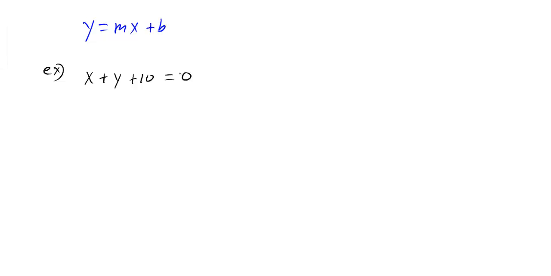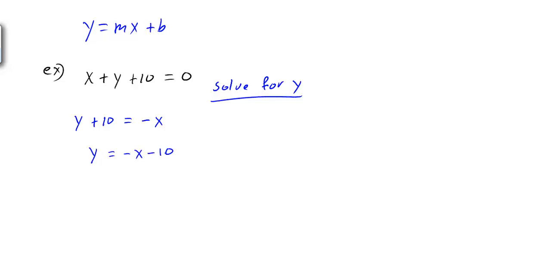well, if we solve this equation for y, so all we're going to do is simply solve the equation for y. That means we need to get rid of the x. So we're going to subtract x. So we would have then y plus 10 equals negative x. And if we get rid of the 10, we're going to subtract 10. So y equals negative x minus 10.